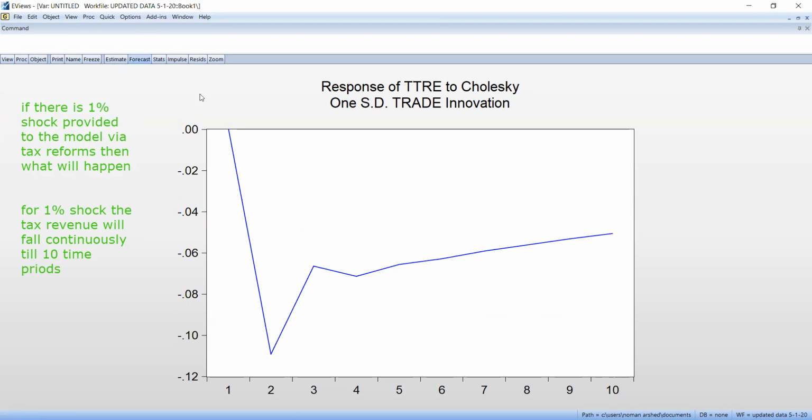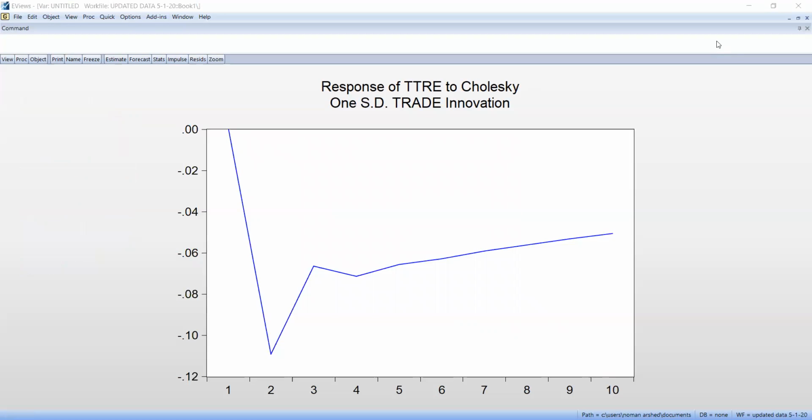Okay, so this is the way we interpret the policy effect in time, how the dependent variable will respond to the shock provided by that variable. If we don't call it a shock, we call it an innovation because it's a policy change. So this way we interpret the impulse response function.